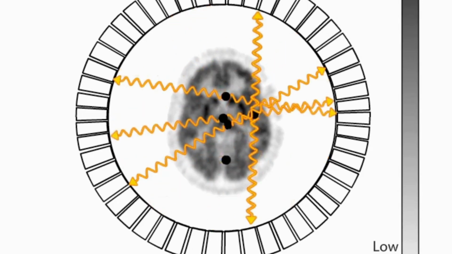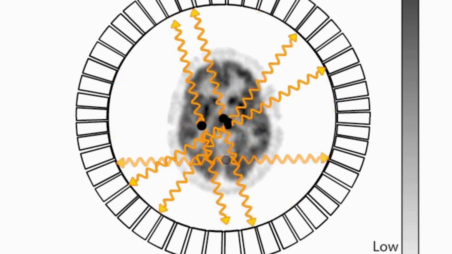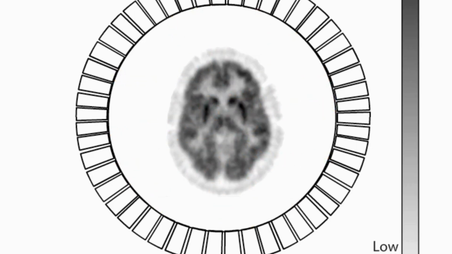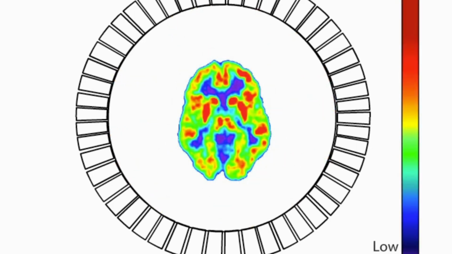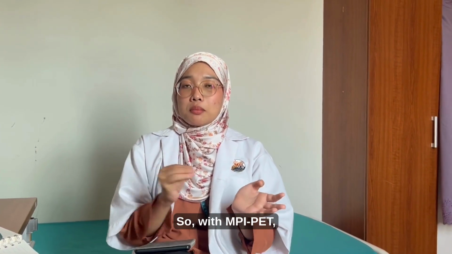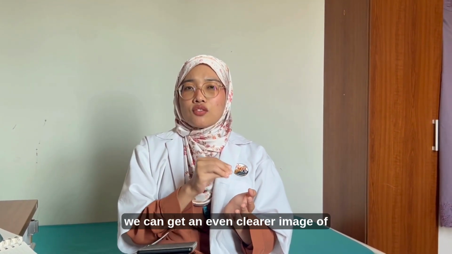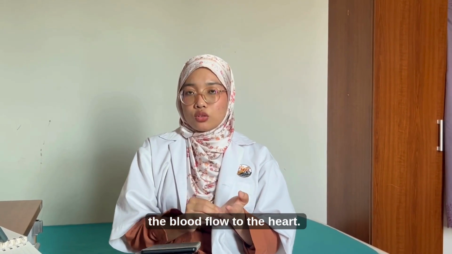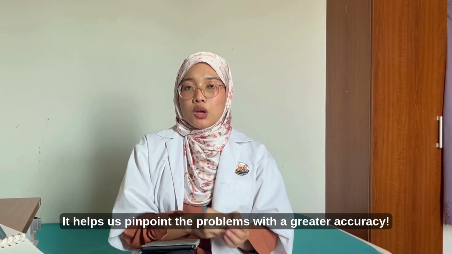This coincident detection allows for higher image resolution, more accurate quantification of blood flow, and less image attenuation compared to SPECT. This means clearer and more reliable data for diagnosing cardiac conditions. So with MPI PET, we can get an even clearer image of the blood flow to the heart. It helps us pinpoint problems with greater accuracy.